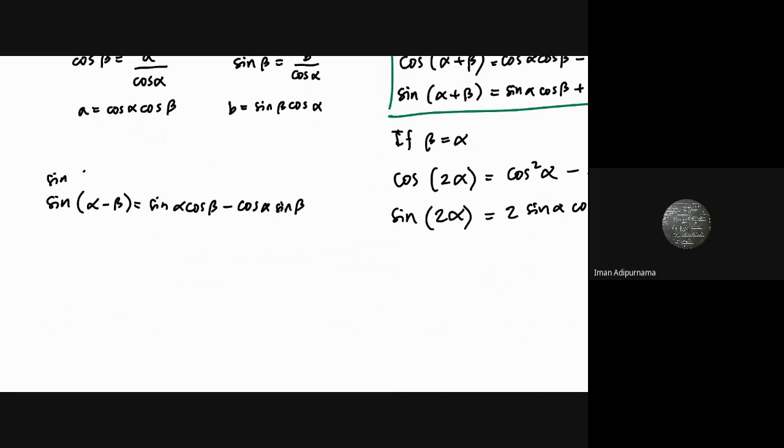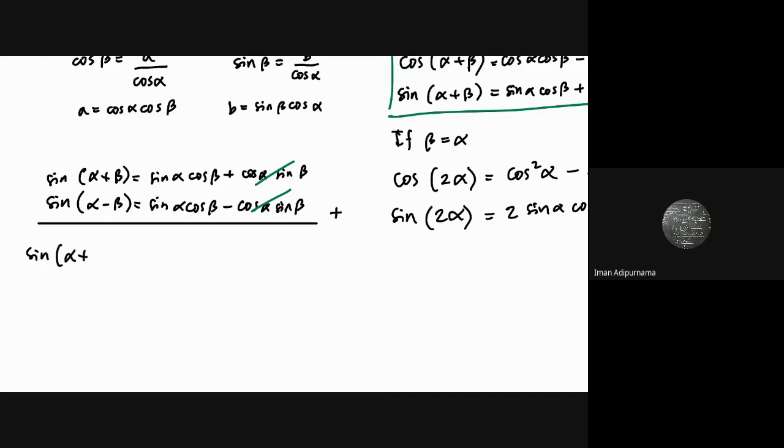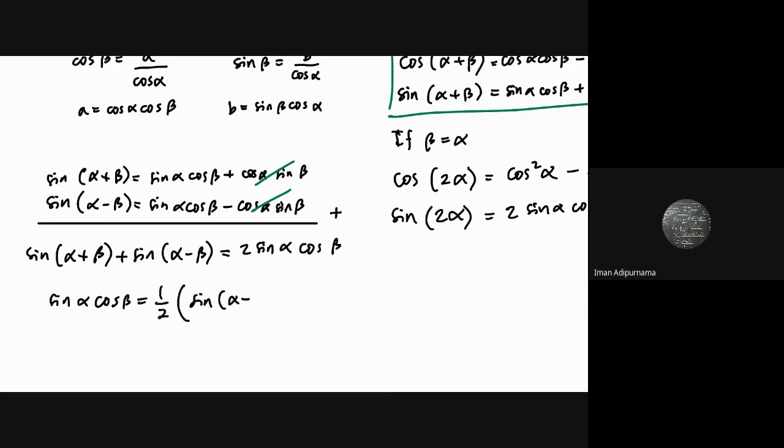And if you add this with sine alpha plus beta, and if we add both of these equations, we can cancel this part, and we will have sine alpha plus beta plus sine alpha minus beta equal to 2 sine alpha cos beta, which means that sine alpha cos beta is equal to half of sine alpha plus beta plus sine alpha minus beta. And we can have the product sum formula.